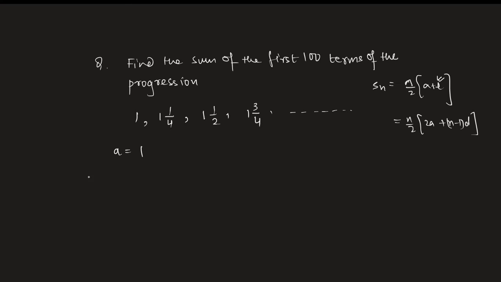Okay, now first thing, the notations part. What is a? a is the first term. What is the difference? The difference is 1 by 4. Now the difference you know, and n, how many terms? 100. Okay, so this is the given information. Let's substitute it in the formula.